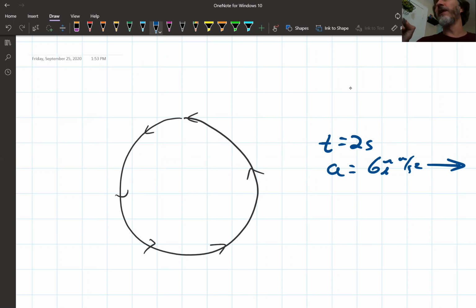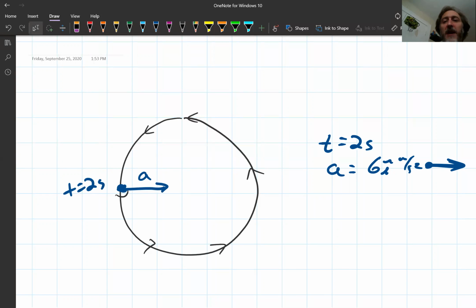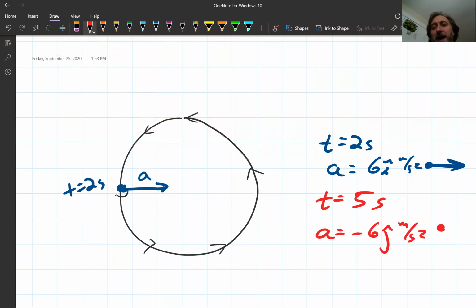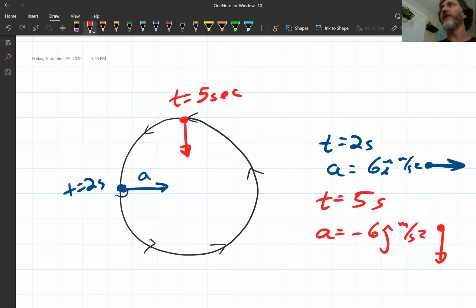Now, remember, your acceleration vector always points toward the center of the circle. So if this is my acceleration vector and it's pointing towards the center, then the object has got to be over here. That's where our object is at t equals 2 seconds, and here's my acceleration vector. The next sentence tells us that at t equals 5 seconds, the acceleration is now negative 6j meters per second squared. It means it's pointing down. So that's telling us that now it's up here at the top, because again, that acceleration vector has to point towards the center.